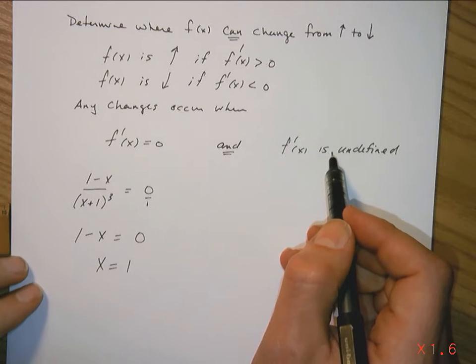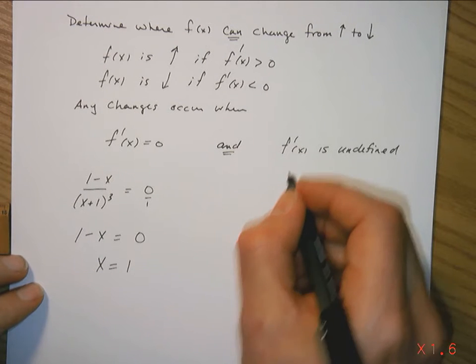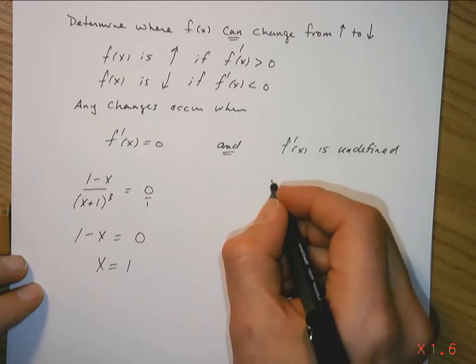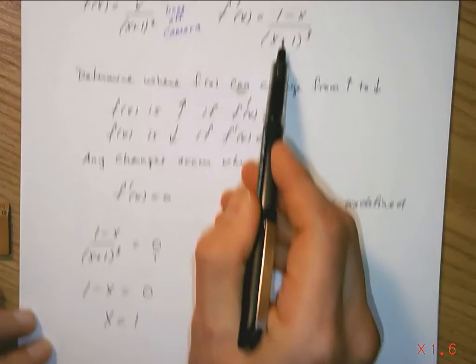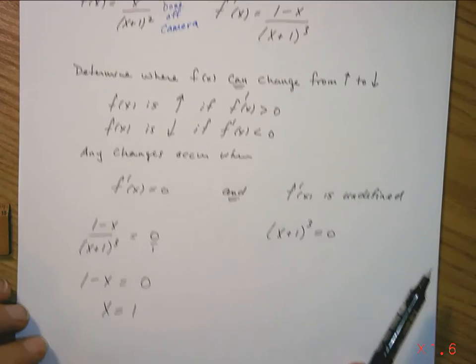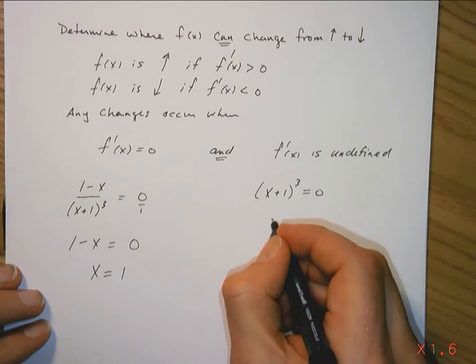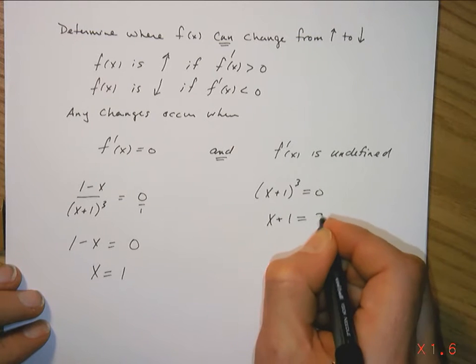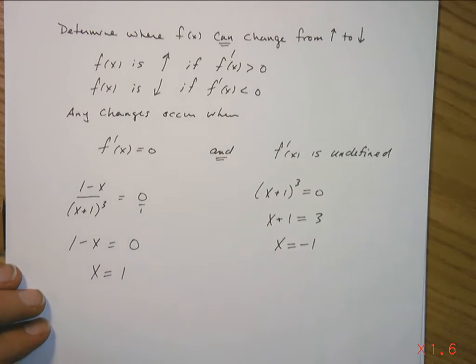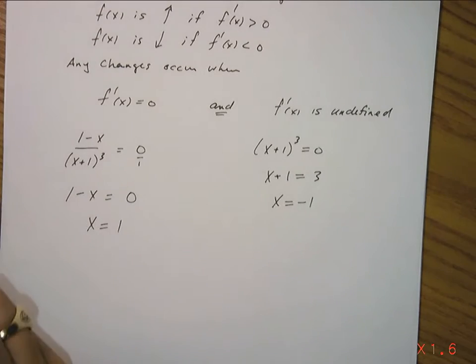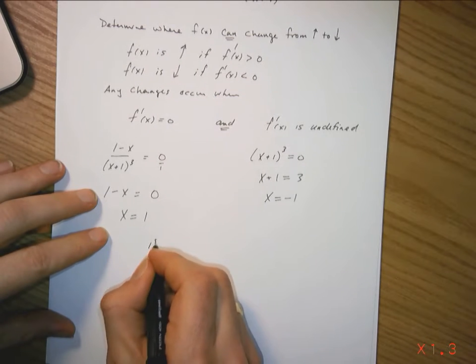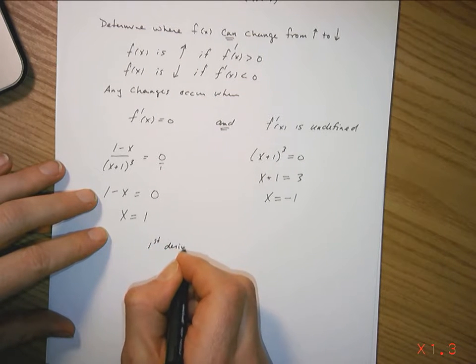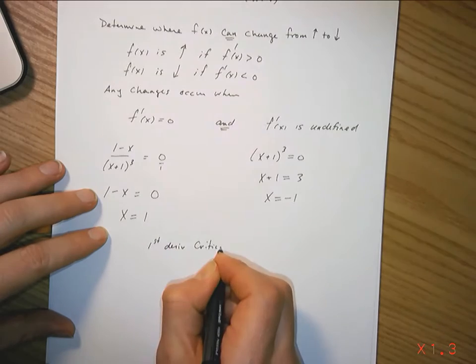F prime, when is it going to be undefined? Well, f prime is undefined when (x plus 1) cubed is equal to 0. So when we're dividing this by 0, that's a problem. Cube root both sides, and x equals negative 1. So also our curve can change from increasing to decreasing at x equals negative 1. We call these the first derivative critical values.